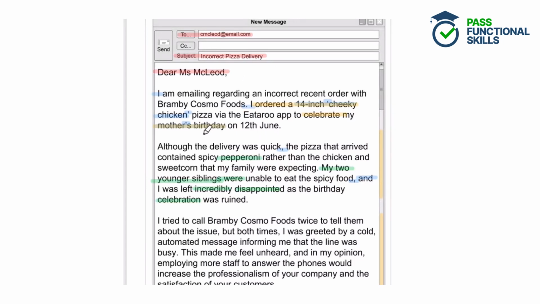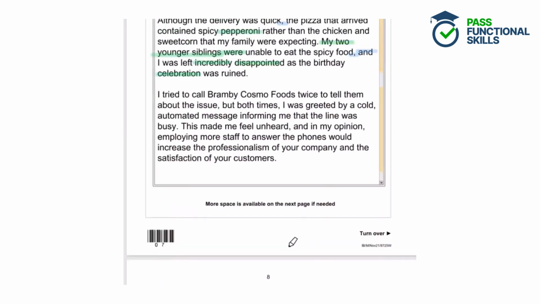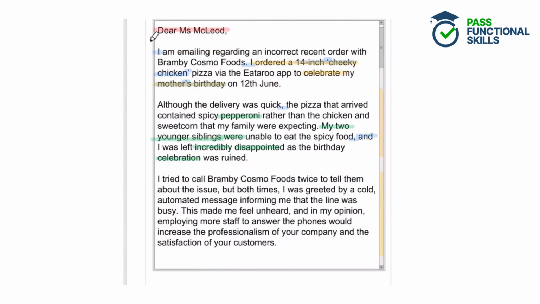If we didn't know the name, we would put Dear Sir or Madam, and then at the end we would have yours faithfully there. We also need to make sure that in every single answer that you write, regardless of the text type, you're including paragraphs. So we've structured the answer into various paragraphs here.